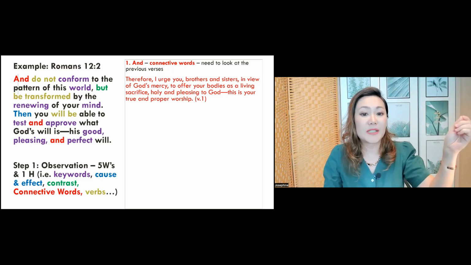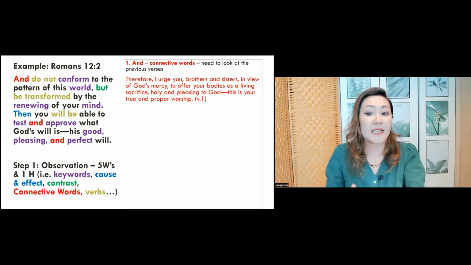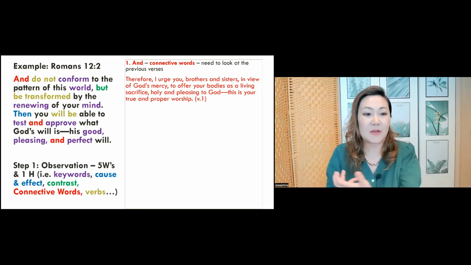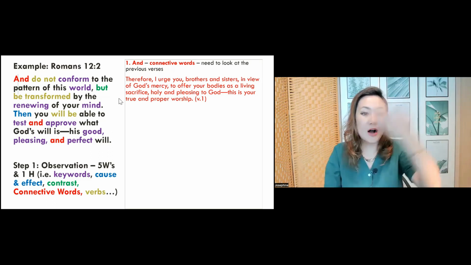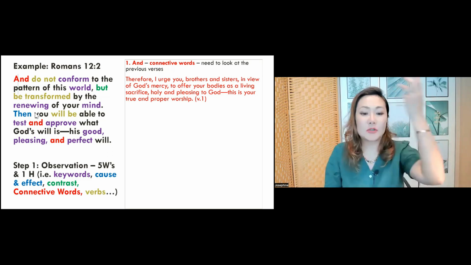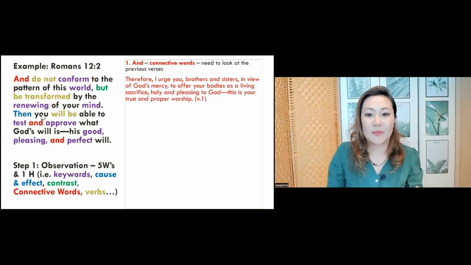So the previous verses are talking about, "Therefore, I urge you, brothers and sisters, in view of God's mercy, to offer your bodies as a living sacrifice, holy and pleasing to God. This is your true and proper worship." So how can we do that? In order to offer yourself as a living sacrifice, Paul is continuing to explain, you need to be transformed. You need to renew your mind so that you'll be able to know what God's will is. This is a continuation of that discussion.